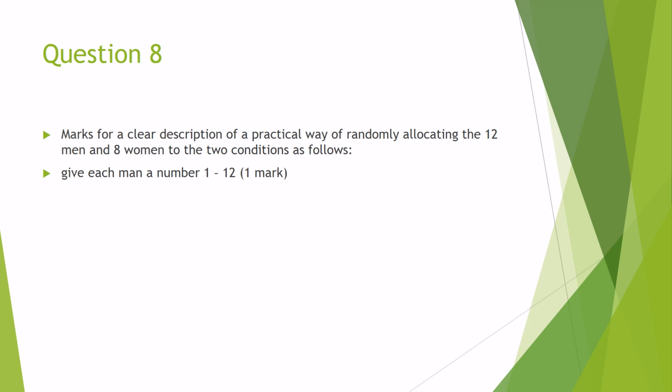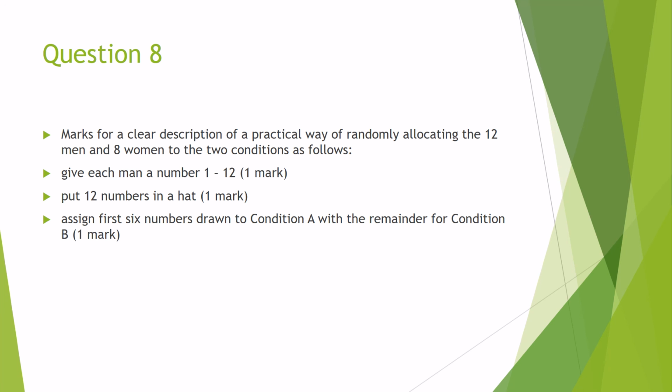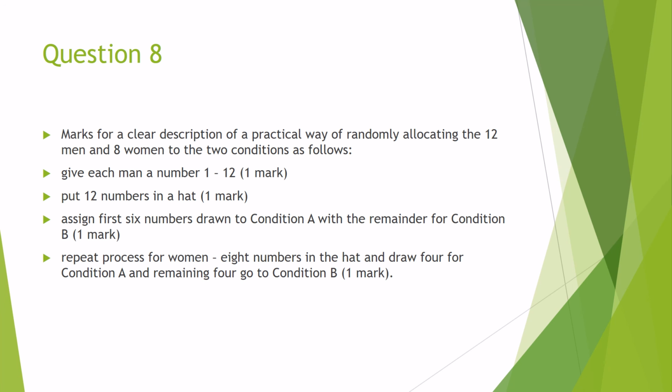Give each man a number 1 to 12. Put 1 to 12 numbers in a hat. Again, you could just say their names and that's fine. And assign the first 6 numbers drawn to condition A with the remainder in condition B. What you must make clear, because you could say first number condition A, second number condition B, what you must make clear is that there would be an equal number in each. So how would they end up with 6 in condition A and 6 in condition B? And then repeat the process for women. 8 numbers in the hat for first 4 condition A, second 4 condition B, or 1 condition A, next 1 condition B, and so on till they're all gone.